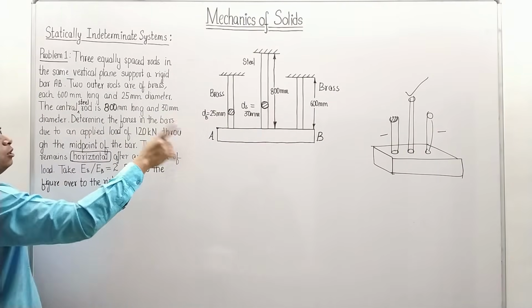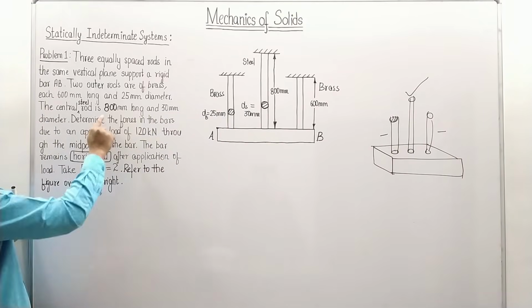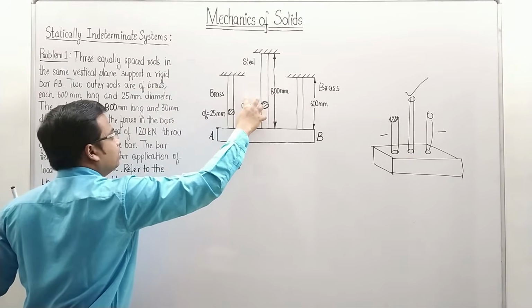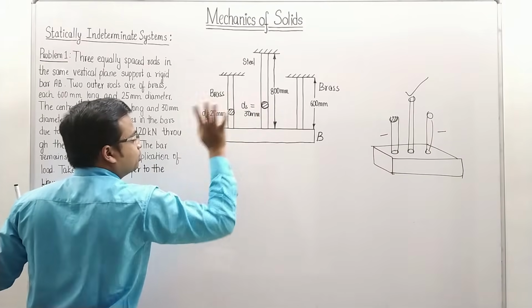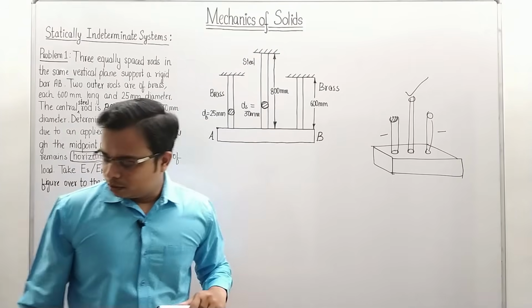Secondly, the length of the steel and the diameter of the steel rod also have been given. How much? The length is 800 and the diameter is 30 millimeters. So I've written it over here. That's the length of the steel rod. That's the diameter of the cross section. And similarly, we have the data for the brass rod also.